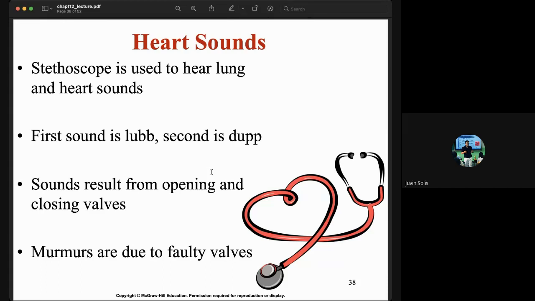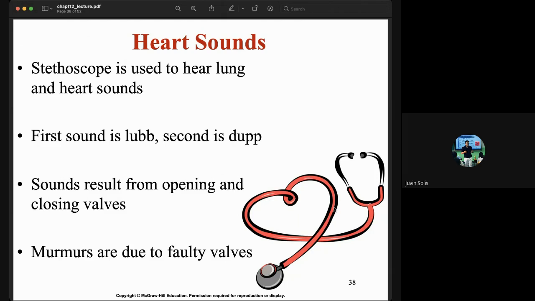Okay? The stethoscope is used to hear the heart, and also to hear the lung and the heart sounds. Just like this one. The first sound you will hear there is lub, and then dub. Okay? Lub dub, lub dub.